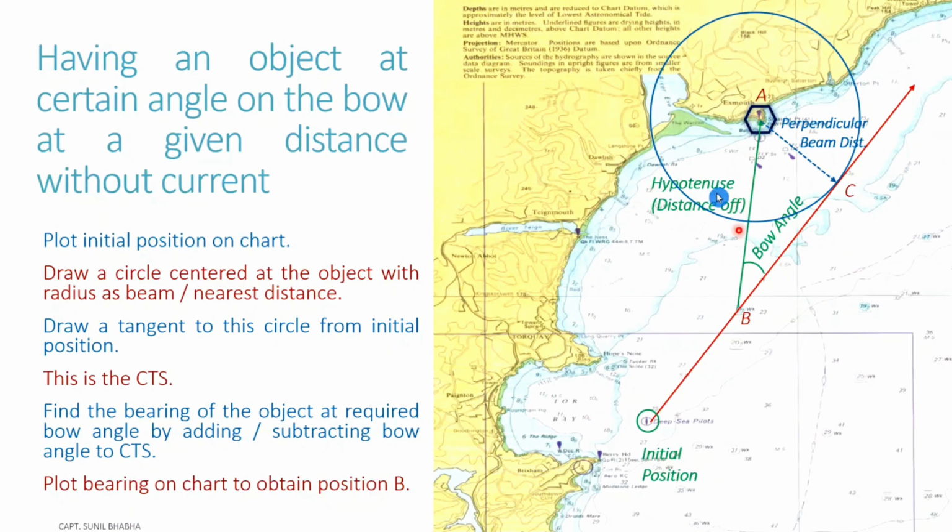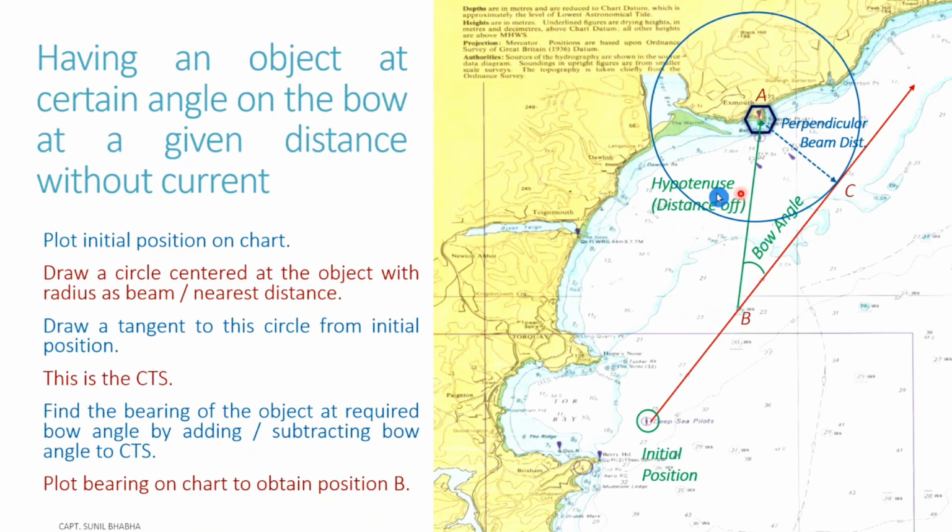So now you can see this is the same ABC right angled triangle. Angle B is the bow angle. Alpha Charlie AC, the dotted line, is the perpendicular which represents the beam distance or the nearest distance, and Alpha to Bravo, the green color line, is the distance off from the lighthouse which represents the hypotenuse of this particular triangle.